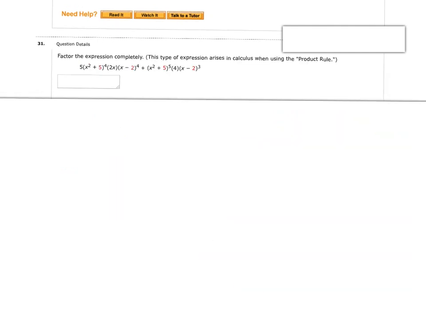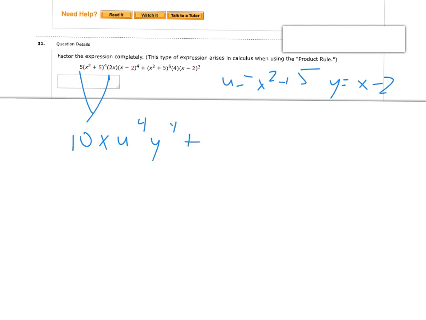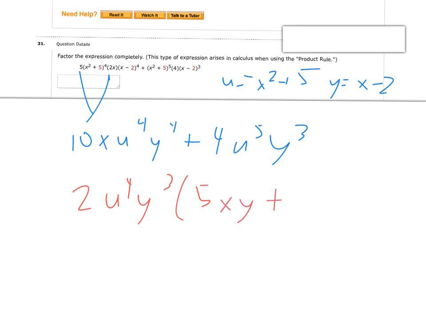All right, next up here, we got some more u substitution, except this one I'm going to have 2. So u equals x squared plus 5, and then I'll make y equal x minus 2. When I'm writing this as my first step, I would combine those to make that 10x times u to the 4th, y to the 4th, plus 4. I would move that to the front, u to the 5th, y to the 3rd. So now I can factor out here 2u to the 4th, y to the 3rd. And then we get 5x times y plus 2 times u.